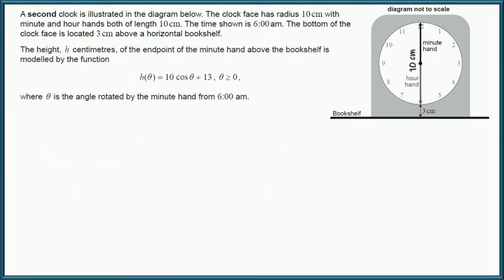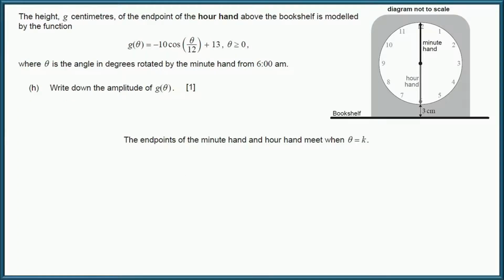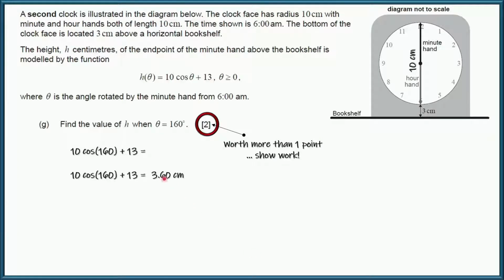Okay. All right, so let's see what the question is. First question right here says, find the value of h when theta is 160 degrees. Again, it's worth 2 points, so you better write it down. Yes, we're just going to plug it in, but we're going to write it down first. So 10 cosine of 160 degrees plus 13. Oops, sorry, we're going to do some calculator work here. 3.60, rounded to 3 significant figures, and don't forget your unit. All right, so that's part G.